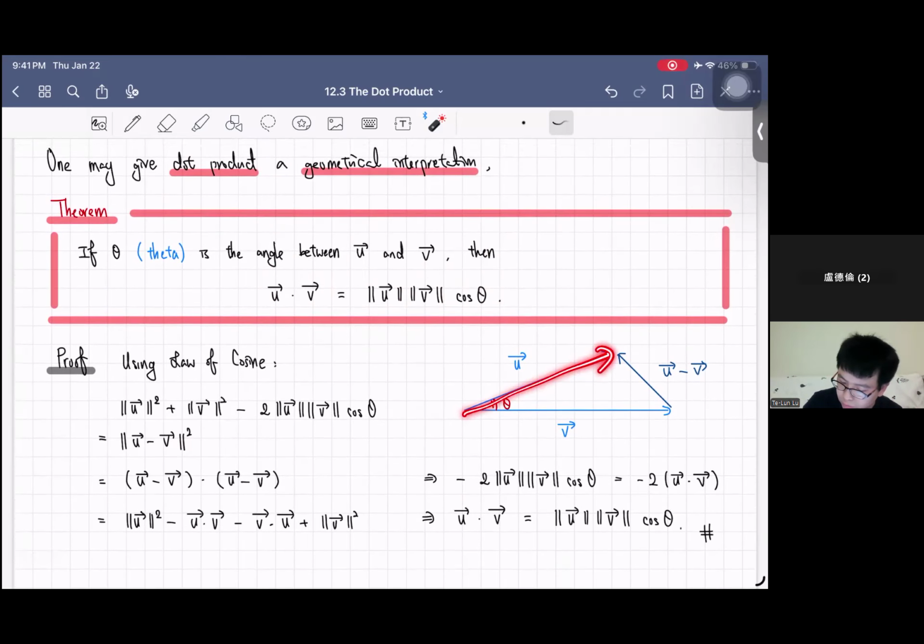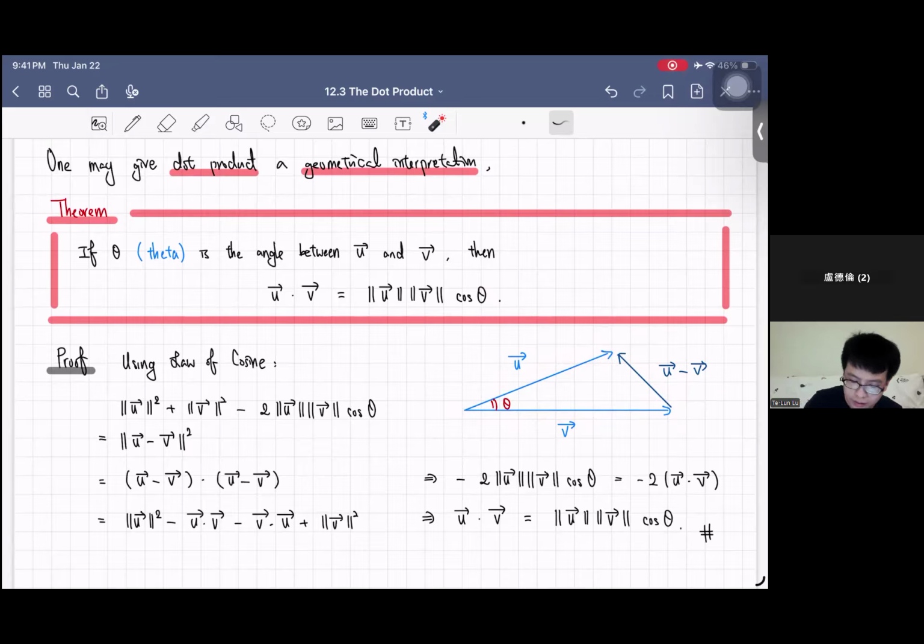So if you draw U, if you draw V, then geometrically you can interpret this vector as U minus V, right? One way to see this is that V plus U minus V gives you U, right? They have the same starting point and ending point. So this will be U minus V, not V minus U. V minus U is this direction, okay? Although they share the same net, they have different directions.